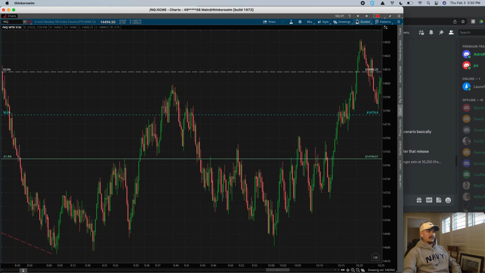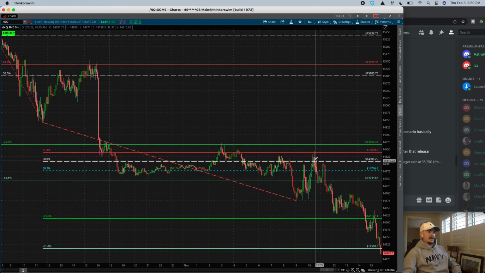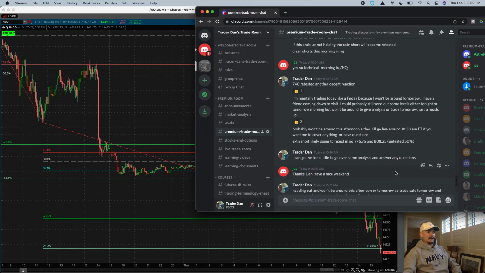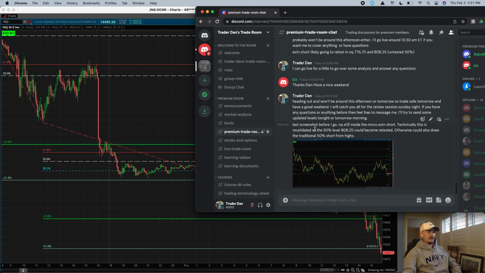What we ultimately ended up doing was we went ahead and we traded that resistance level again. And I actually mentioned later on how the NASDAQ is still inside the micro extension short. This is revalidated, so the 50% level 808 quarter could become retested.